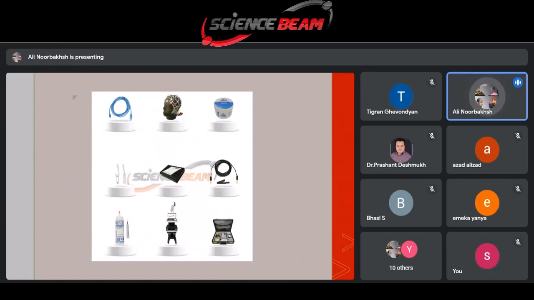Next step is to become familiar with the QEEG setup. In this picture, you can see all the devices and accessories needed for the QEEG setup. Here you can see a USB cable, cap, 10-20 paste, ear clips, amplifier or device, gel, and the pack of the device.